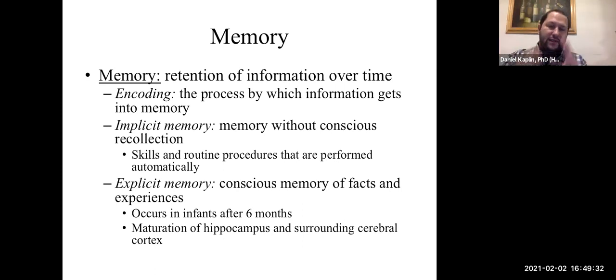So encoding, storage, and retrieval are oftentimes put together as a process of learning memory, almost like a computer model. Now, we also have to talk about the difference between implicit and explicit memory. Believe it or not, you have many different subtypes of memory. So an implicit memory is the kind of memory that you learn without conscious recollection.